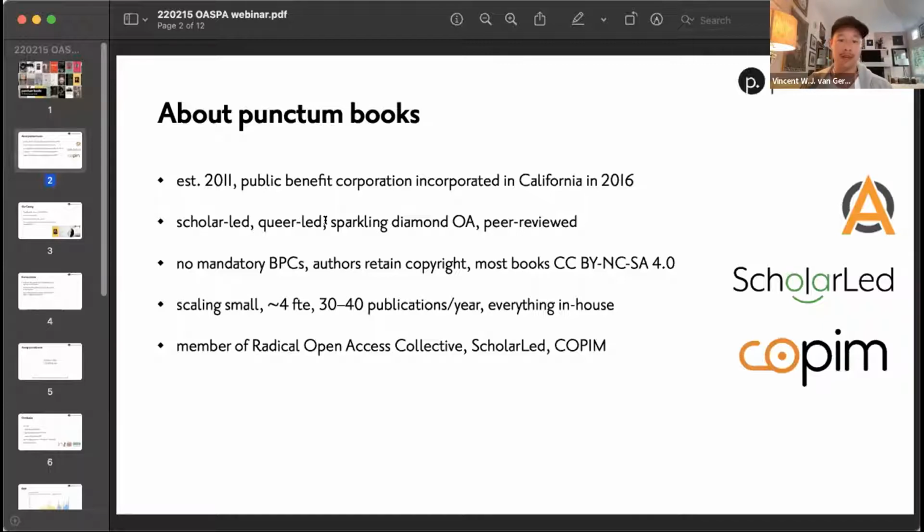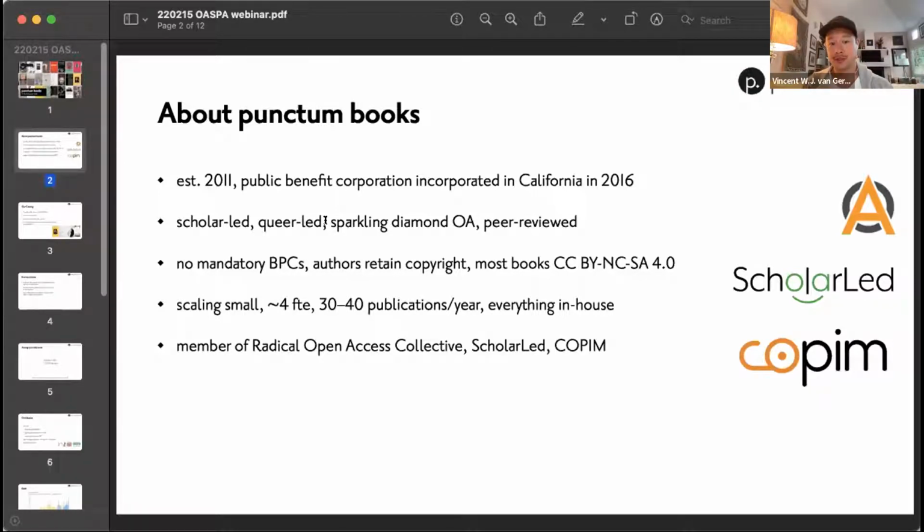Authors retain their copyright, and most of our books are published under the CC BY non-commercial share alike license, but we are open to authors choosing their own license for whatever part of the book they want. We're small, like the other presses here today. I don't know exactly how many FTE we are or how we would even calculate that. I think Eileen and I together are already more than 4 FTE, but I guess we have around 4 FTE, I suppose.